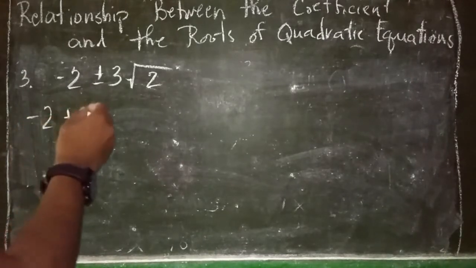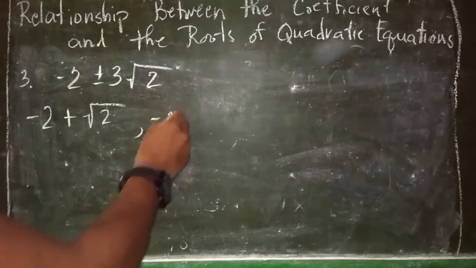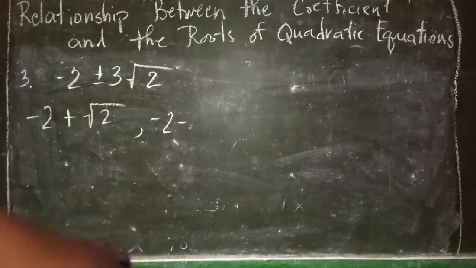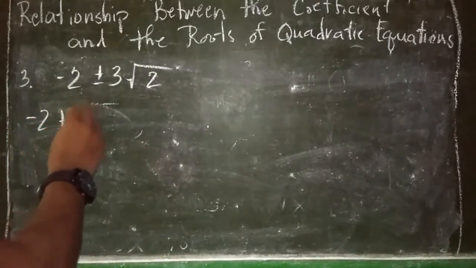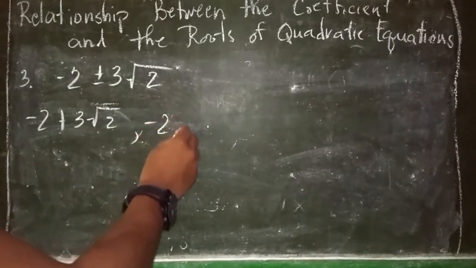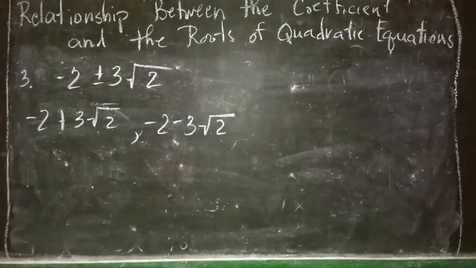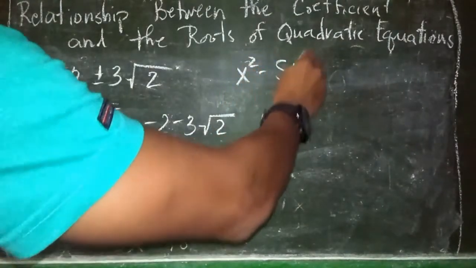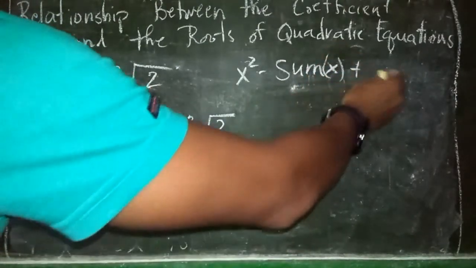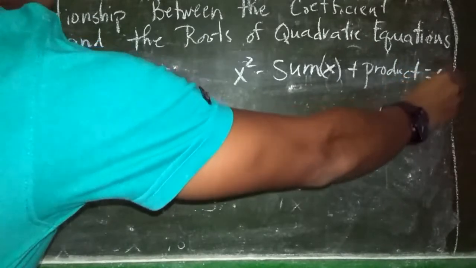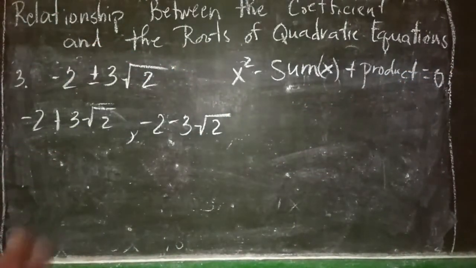So negative 2 plus 3 square root of 2. Then yung isa, negative 2 minus 3 square root of 2. Okay, so those are the two roots of the equation that we're gonna find. In determining the equation, kailangan muna nating malaman yung kanilang sum as well as the product since we're just following specific form para mahanap yung kanyang equation. So, x squared minus sum times x plus product equals 0.